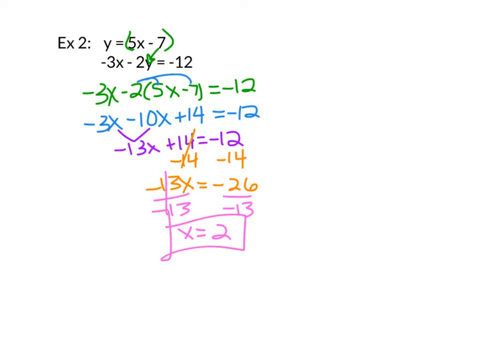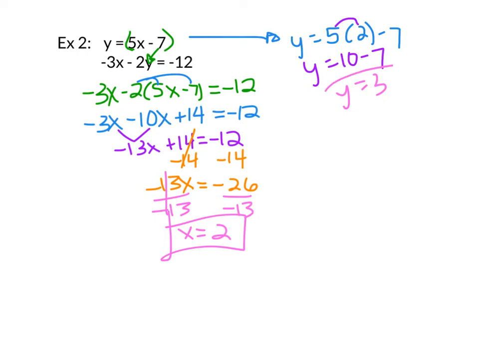So now that I know my x value, I can come back up here to the top equation and I can replace my x with 2. Okay, let's distribute. We get y equals 10 minus 7. Subtract that, y equals 3. Let's write our answer as an ordered pair. So that's going to be 2, 3.